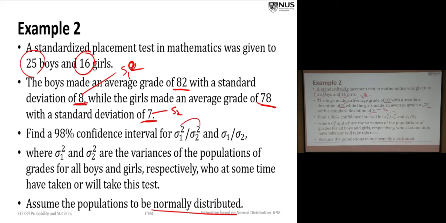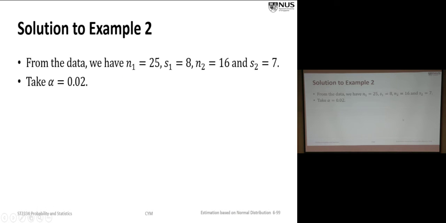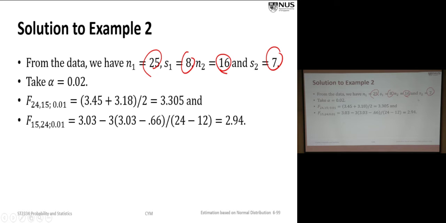So we want to look at the ratio. We apply the formula with N1 25, S1 8, N2 16, S2 7, and 98% means alpha equal to 0.02. If you have a calculator or computer, you can work this out easily. But if you are only provided a statistical table, then I look at these two quantities. Because we don't have 24, 15, you just take the nearest two and then take the average.